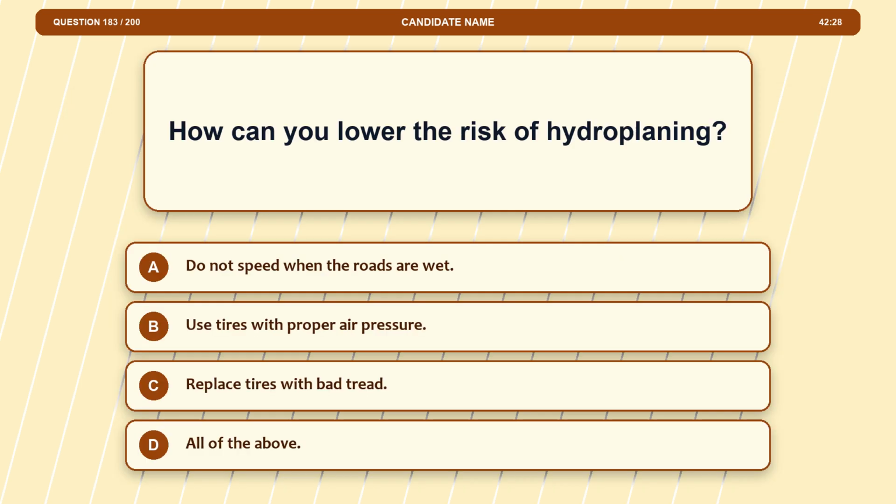Question 183. How can you lower the risk of hydroplaning? Option A, do not speed when the roads are wet. Option B, use tires with proper air pressure. Option C, replace tires with bad tread. Option D, all of the above.